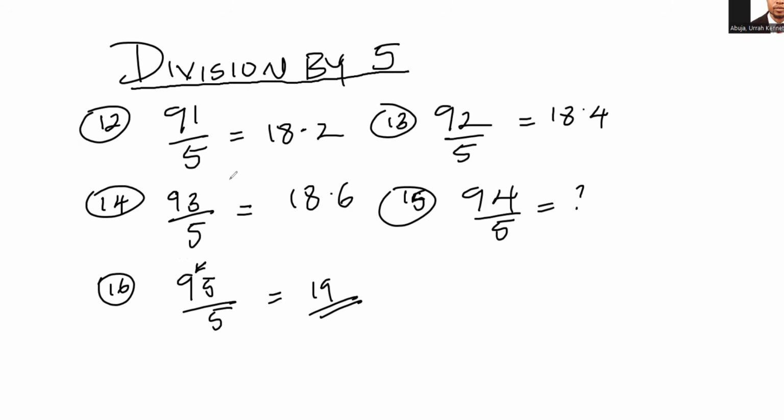Now, number 17. 96 divided by 5, we're going to get what? If you subtract 1 from this, you get 95. That's 19. So 1 divided by 5 is what? 0.2. So this is 19.2.